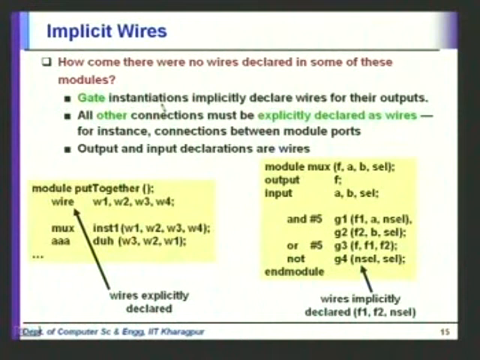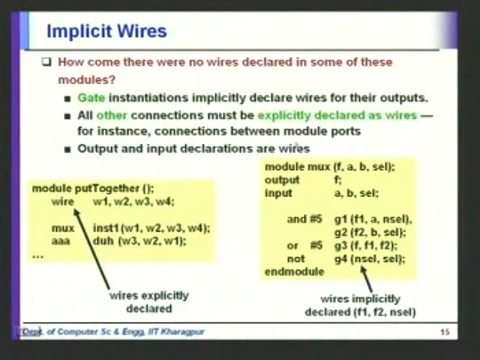Now implicit wires, so I already talked about this. How come there are no wires declared in some of these modules? This module, for example, this module mux, doesn't have a wire, right? Because gate instantiations implicitly declare wires for their outputs. So for example, F1, F2, N cell, these wires are implicitly declared. All other connections must be explicitly declared as wires.